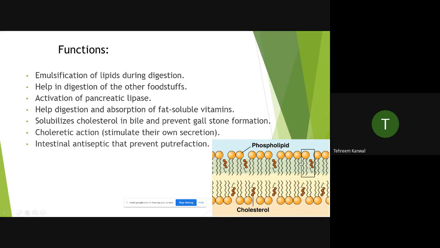Okay, this is the picture which should be in the previous slide, but it is here somehow. These are the cholesterol present within the phospholipid layer, and it is helpful in maintaining the fluidity of the cell membrane. If there is more cholesterol, then the plasma membrane is more fluid in nature, and it passes substances very easily. And if there is a lack of cholesterol in this plasma membrane, then it will form a compact structure and will not allow any substance to pass through it.